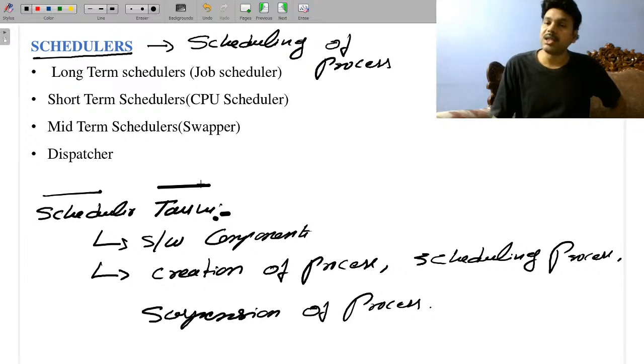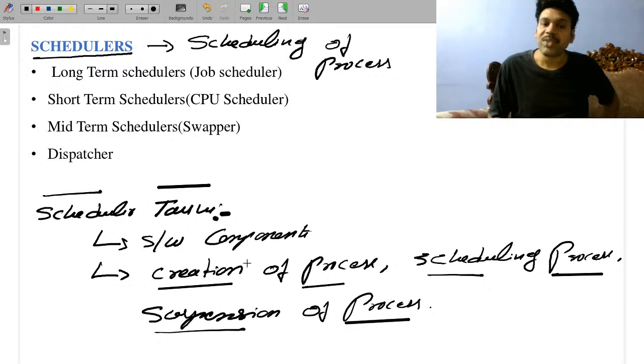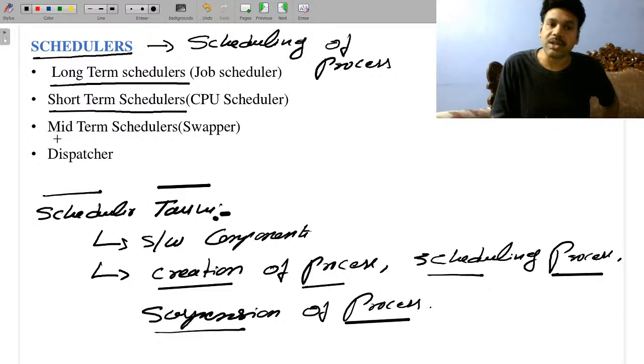So schedulers are nothing but built-in software available with your operating system, which handle creation of the process, scheduling the process, and suspension of the process. These schedulers are by default, implicitly available in your operating system. So what is the role of each scheduler, like long-term scheduler, short-term scheduler, mid-term scheduler and dispatcher? We will look at that here.